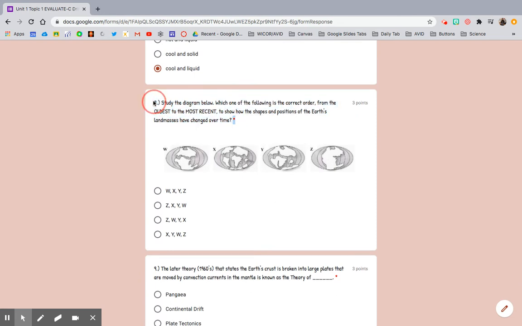Okay, number 8. Study the diagram below. Which of the following is the correct order from the oldest to the most recent? So that means from the oldest to the most current, like most present day. And it's going to show the shapes of the continents, of Earth's land masses, and how they've changed over time. So you're going to look at W, X, Y, and Z, and you're going to say which one is the oldest first and then the youngest last.